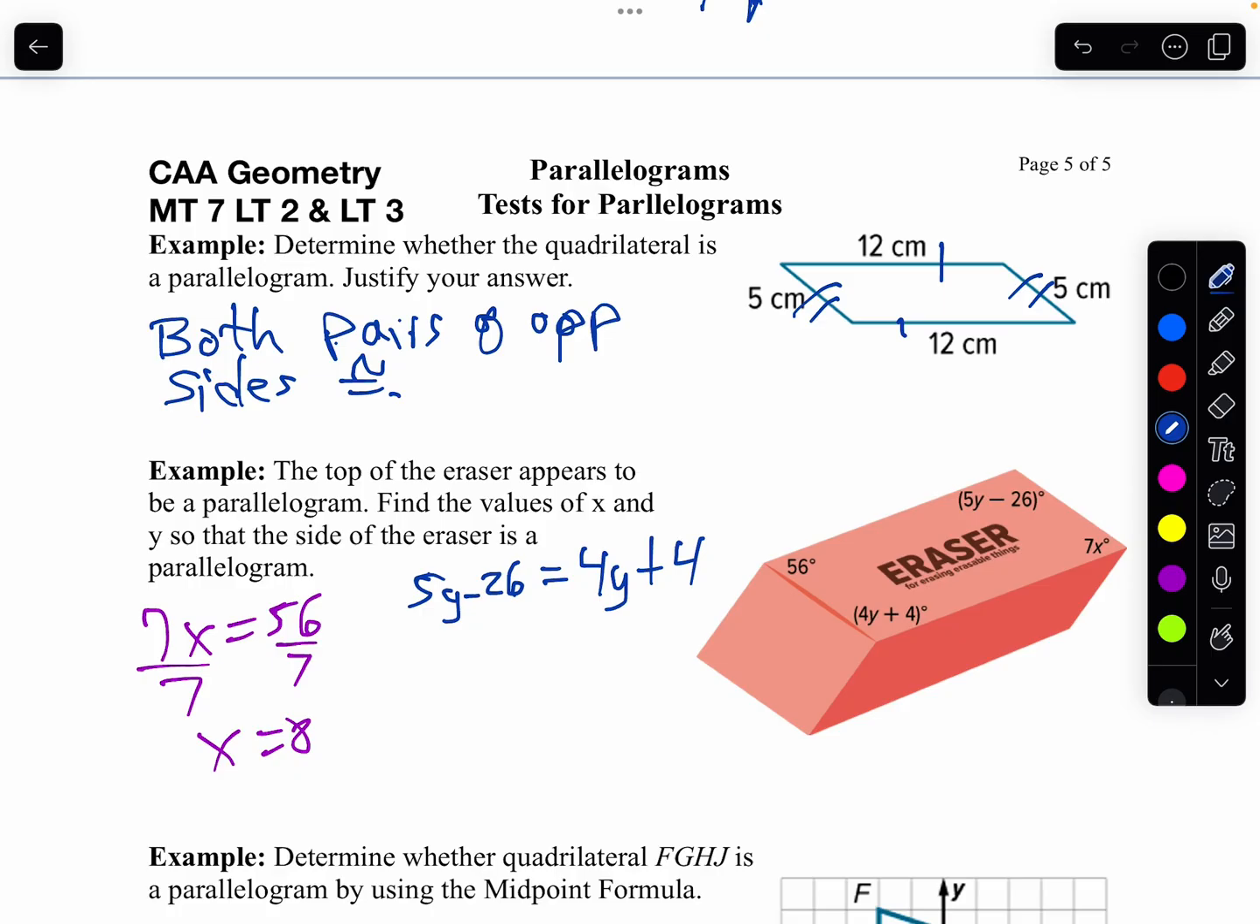And then we'll just solve for y, because both pairs of opposite sides are congruent. I'm going to minus 4y from both sides. At the same time, I'll add 26 to both sides. And we're going to get y equals 30. And there's your answer.